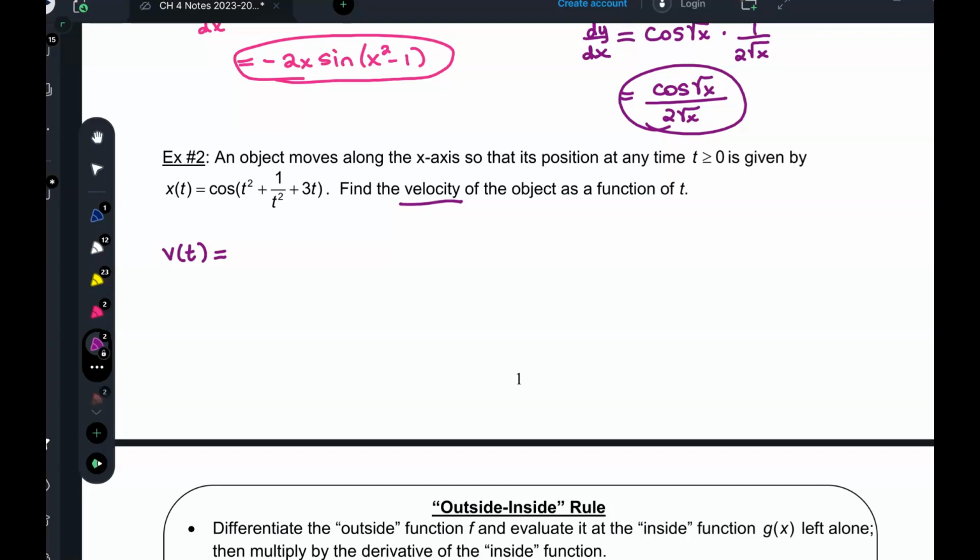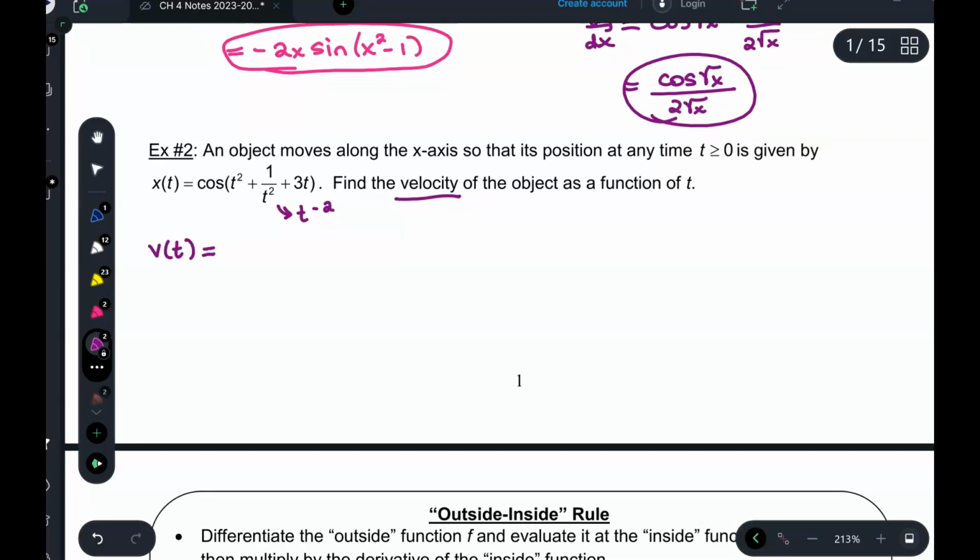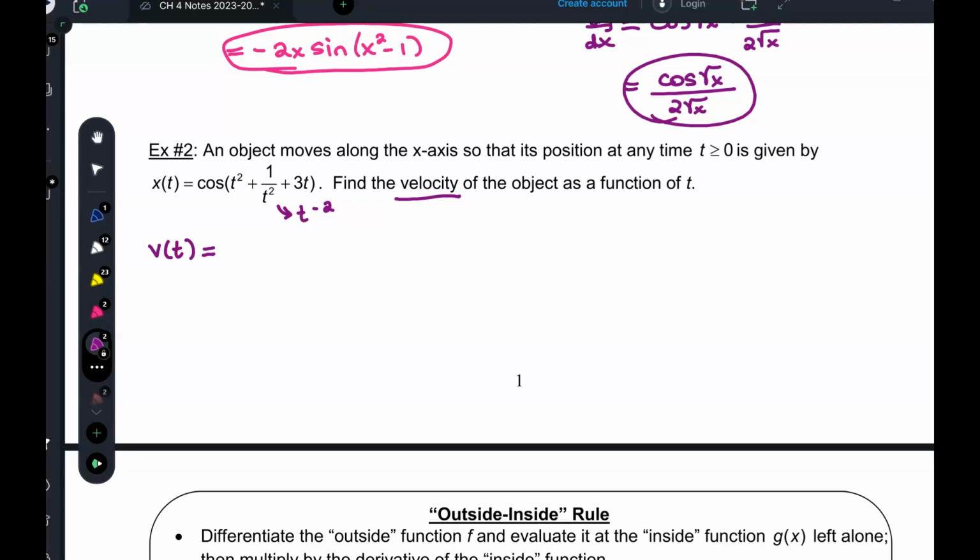So here's an example. Got an object moving along the x-axis. So x of t is cosine of t squared plus 1 over t squared plus 3t. In this case, it's not just cosine of t. If it were cosine of t, we wouldn't need the chain rule. I've got this whole portion that I have to also take into consideration when doing the derivative. So first, just remember 1 over t squared is t to the -2. I don't want to have to do the quotient rule or anything here, right?